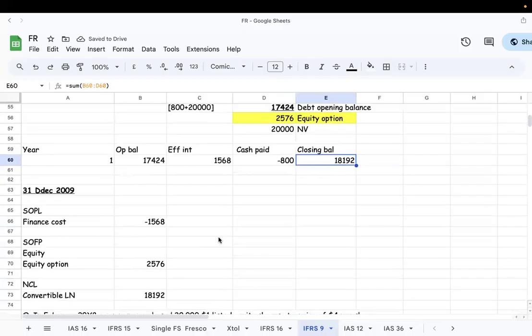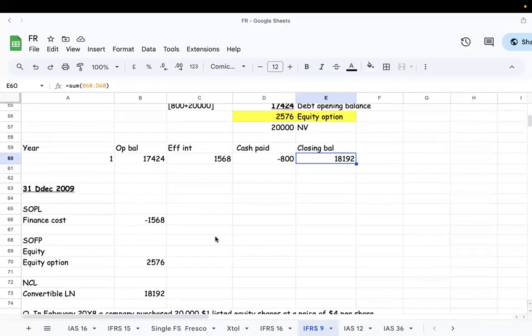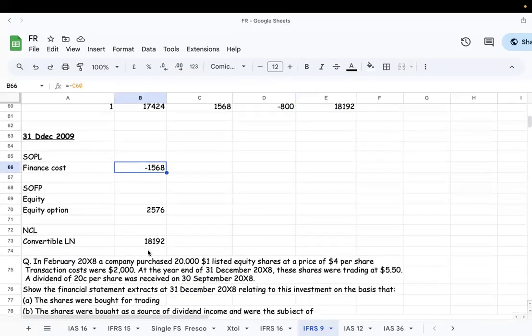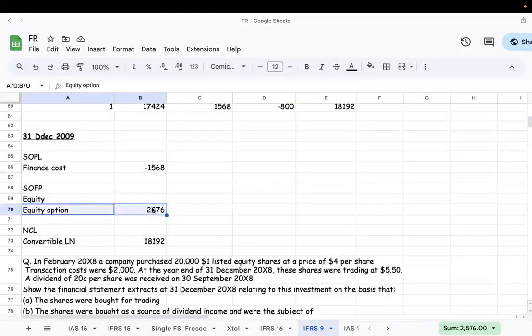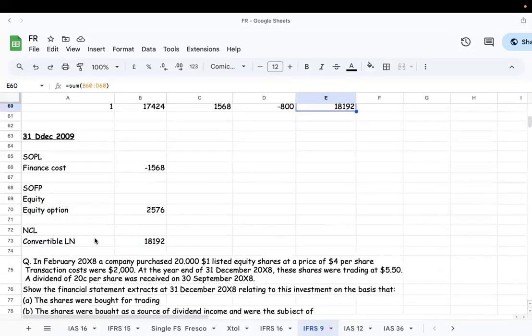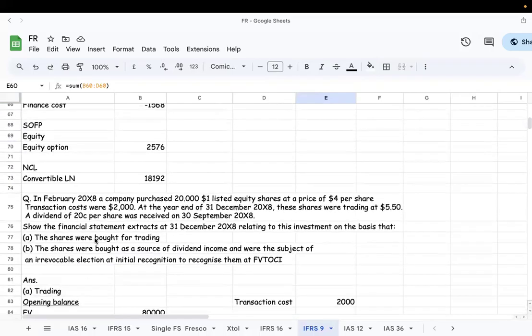And here you have taken the finance cost, 1568, and the equity option would be taken under equity, 2576, and the convertible loan note closing balance would be taken here. Understood? Okay, next question.